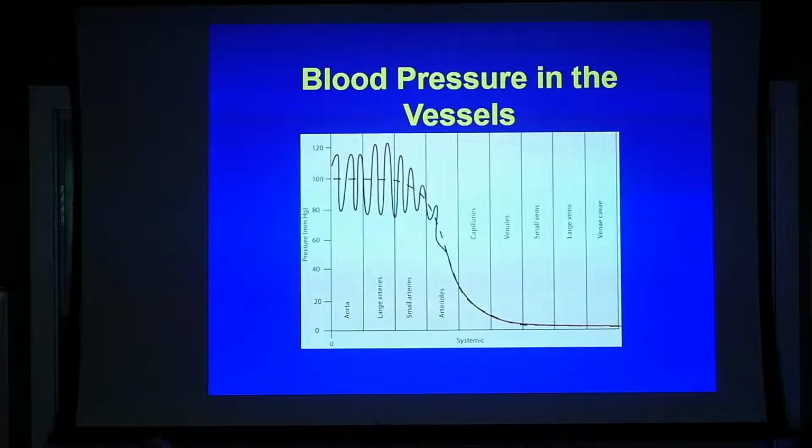Now, what we used this for before was to show the effect of the pressure in the aorta to drive the blood through the coronary blood vessels. What I want to show you here is that as this blood moves out into the aorta, the large arteries, and the smaller arteries, you'll see that the pressure's dropping.